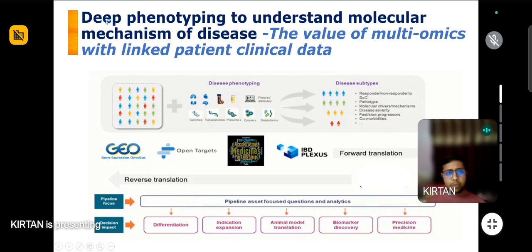In this one, specifically, we are talking about deep phenotyping to understand the molecular mechanism of disease, and multi-omics with the link to the patient's clinical data. These questions are often asked of me as a bioinformatics person. You people are working in silico, so how will the clinical data be correlated, and what benefit will we get from that? But people must understand that every study is always related to data.